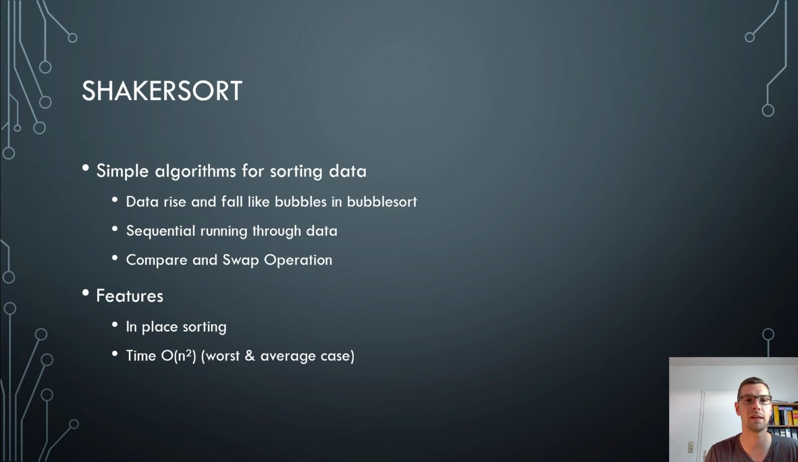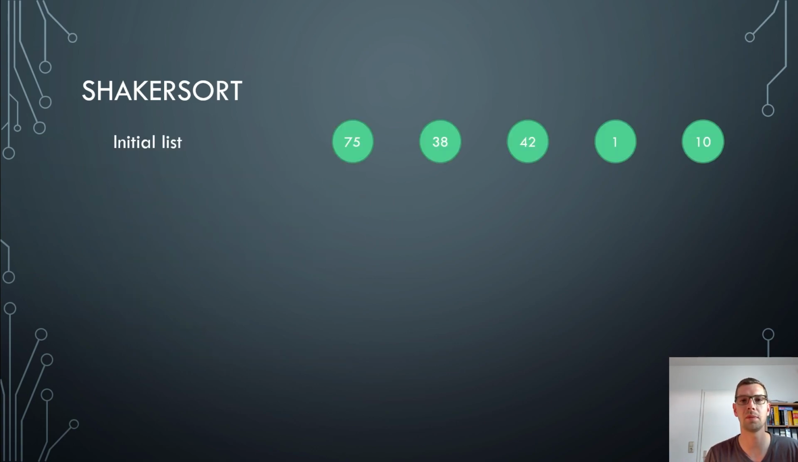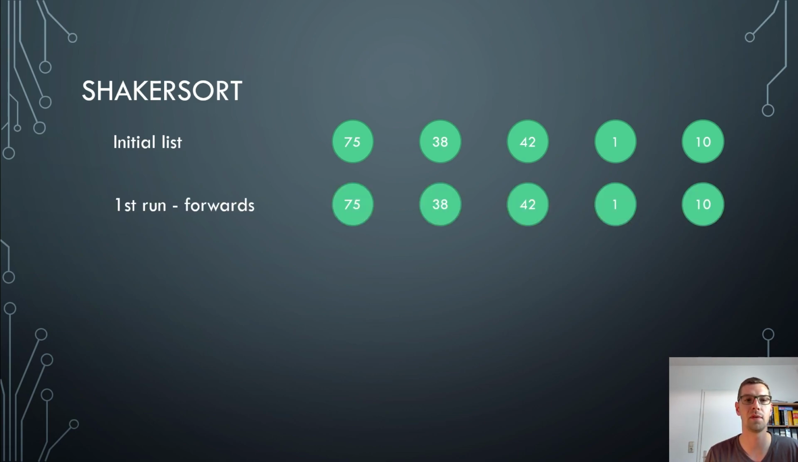Alright, let's have a look at an example. We start with the initial list of 75, 38, 42, 1 and 10. In our first run, we will go forwards and compare each element with its successor and swap if the successor is smaller than the actual element. So we are now at 75, we compare it to 38 and we figure we have to swap there.